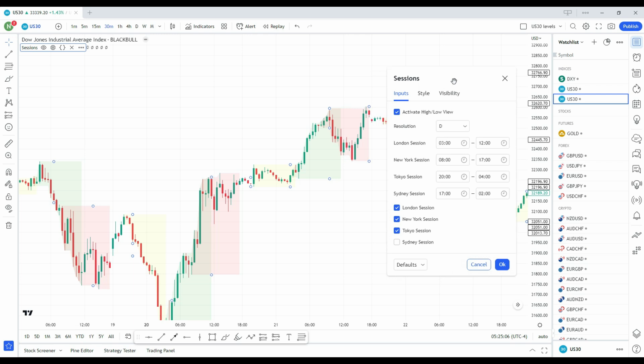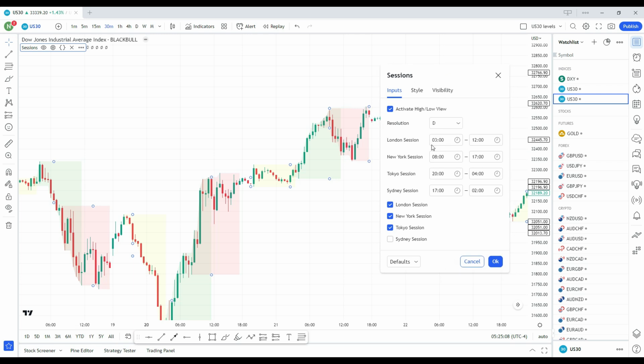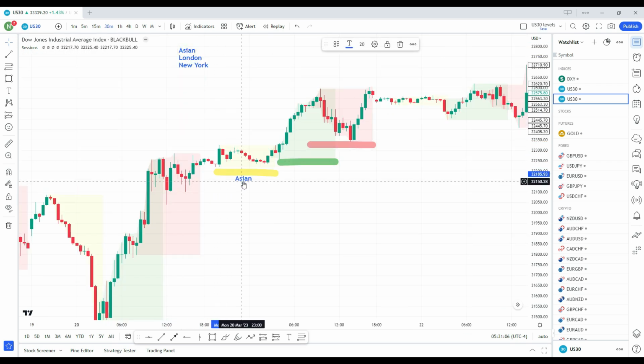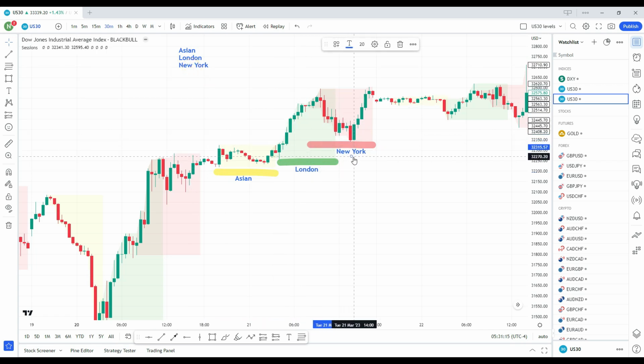So we have the London session, New York session, and the Tokyo. Tokyo is used to represent the Asian session. If you combine Sydney and Tokyo, it forms the Asian session. But whichever way, you can use Tokyo to represent Asian. So this is the Asian session highlighted with yellow. Then we have the London session, and the last session of the day is New York.